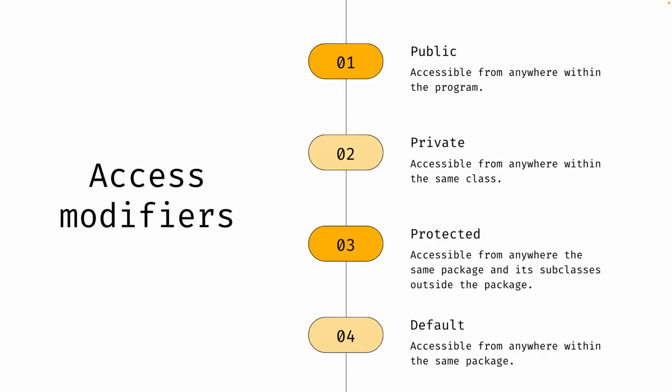Public, which means that they can be accessed from anywhere within the program. Private, this is the most restricted one, and it means you can only access this member from within that very same class. Then we have protected, and that means it's accessible from anywhere in the same package and its subclasses outside the package. And then we also have default. This is when there's no modifier, and this means that it can be accessed from anywhere within the same package.